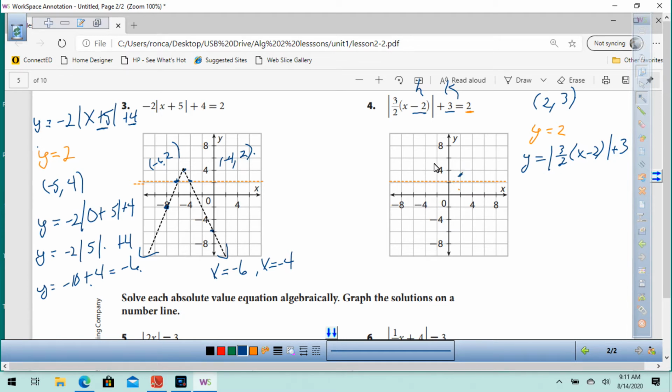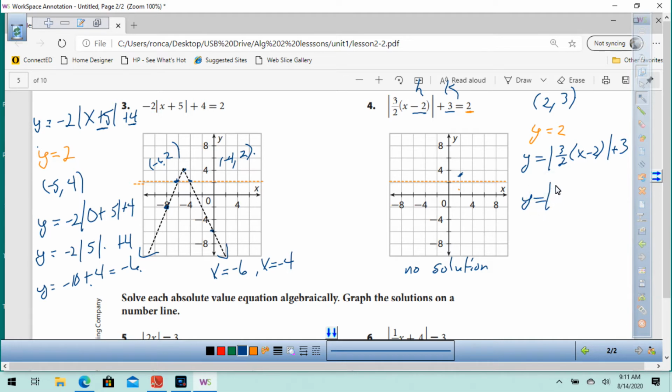Okay. Now I know A is positive, which means it's going to go up like this. This looks like it's going to be no solution. It will not cross that line. And that happens sometimes. Let's pick an easy point.